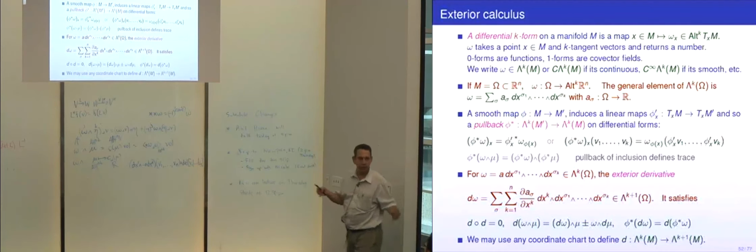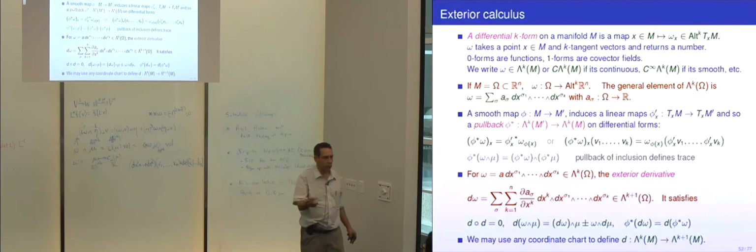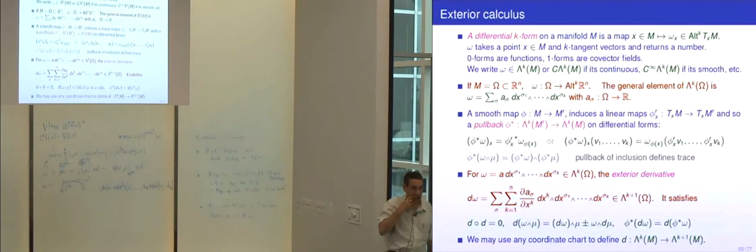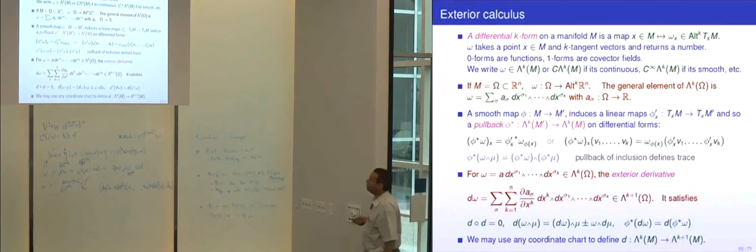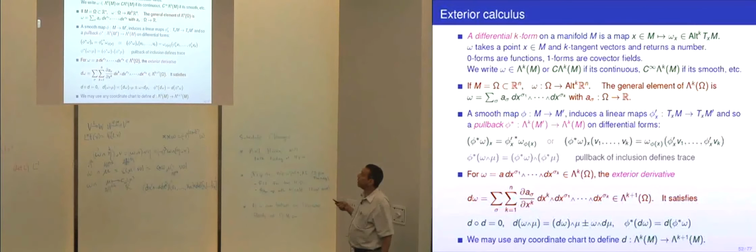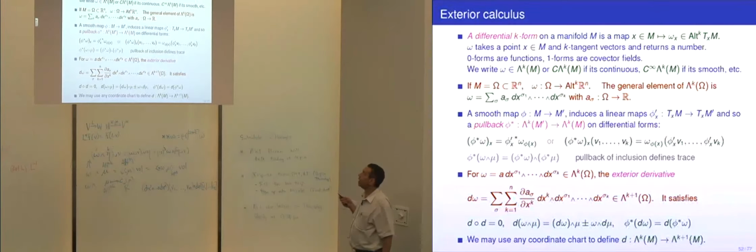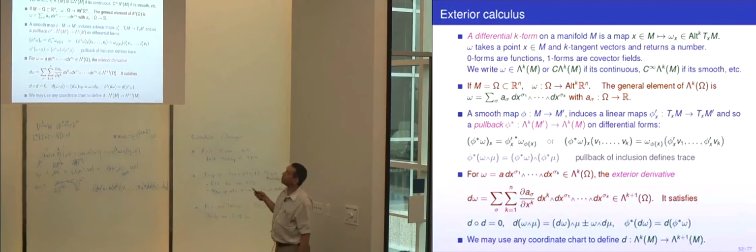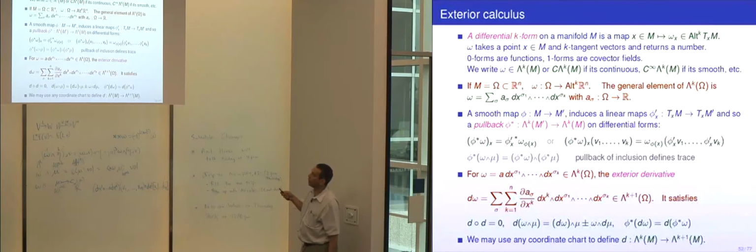So if you want to know what a differential form is, at every point x of the manifold, it's an alternating k-linear form on the tangent space. So it takes the point x and k tangent vectors at that point, and it spits out a number, and it's linear in each of the tangent vectors. And then you can say how smooth you want it to be in x. You want it to be continuous or C infinity or whatever the smoothness of the manifold allows you to define.